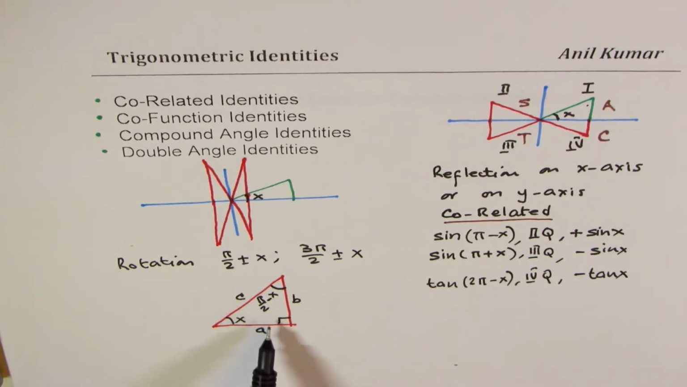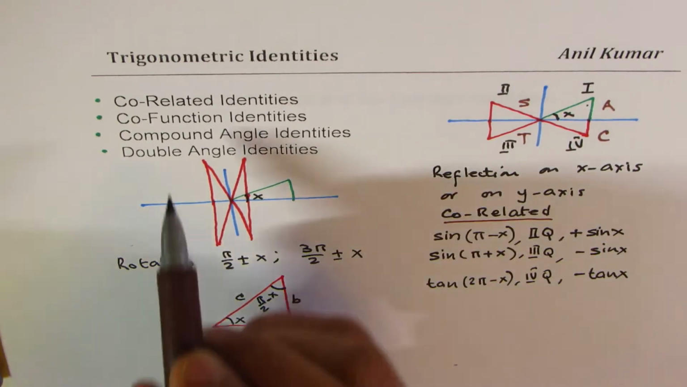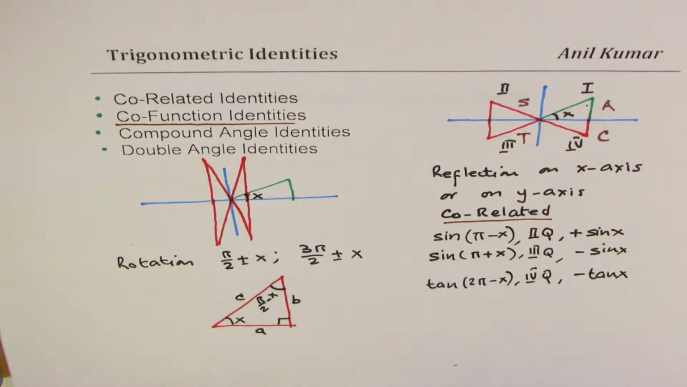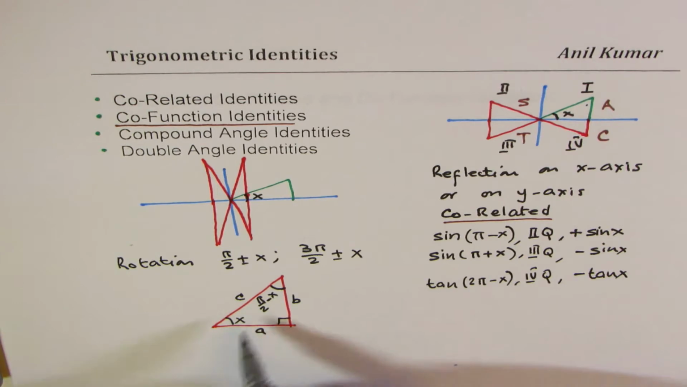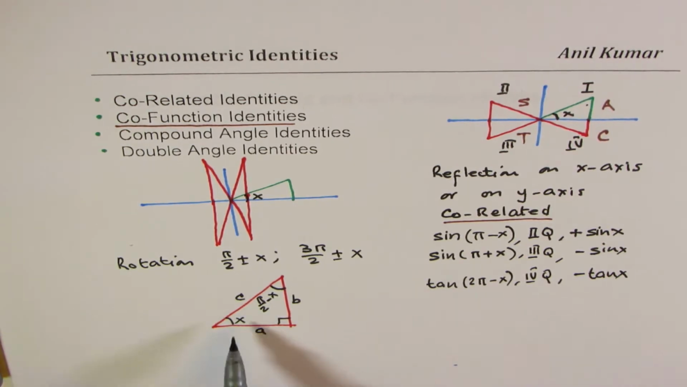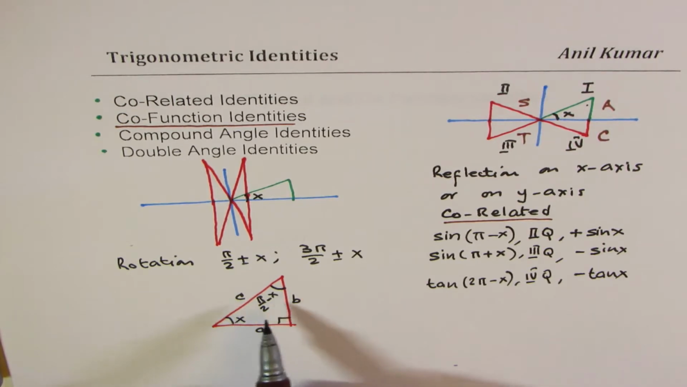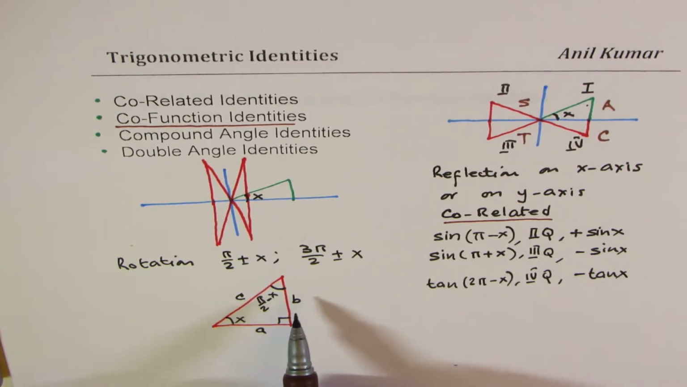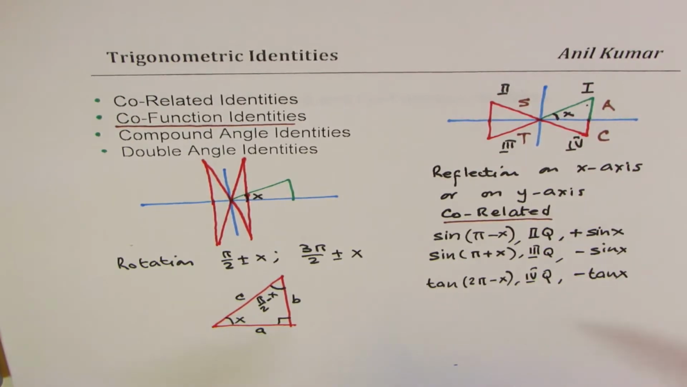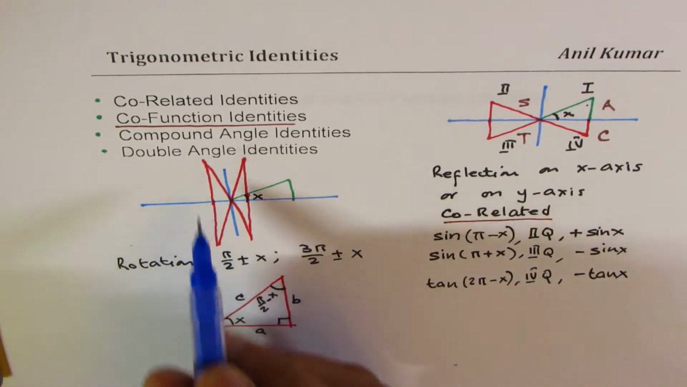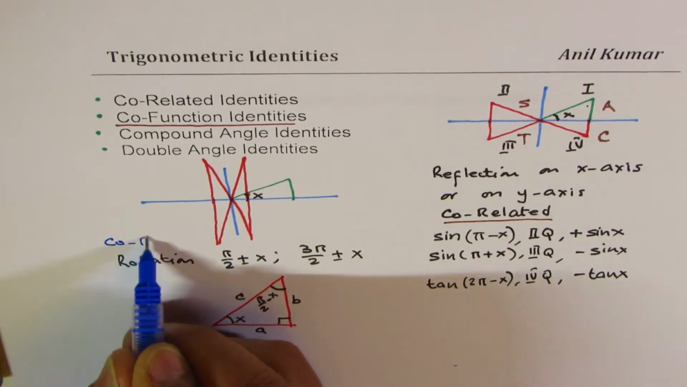In such cases, what really happens is we are now working on CoFunction. So sine gets converted to cosine, tan gets converted to cotangent, cos gets converted to sine, right? So that is what it is. So basically, when you're talking about CoFunction identities, let me write down here, these are CoFunction identities.